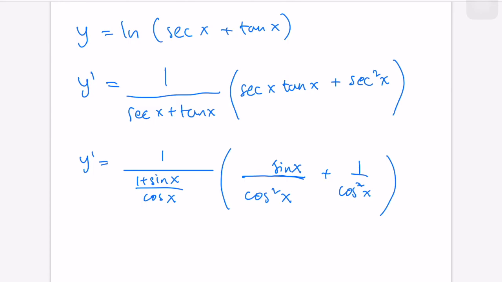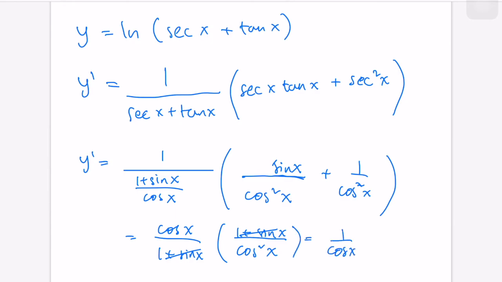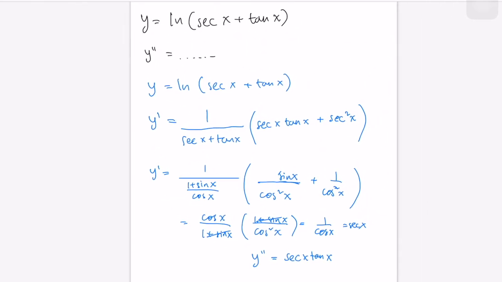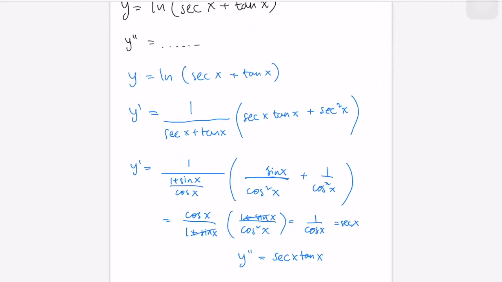Okay. Now from here, we can write this, and we can simply see that we can have a nice cancellation. Okay, so this will be 1 over cos x, or this is a secant. So when you get the second derivative of secant x, this will be secant x tangent x. Okay, and that will be the answer.